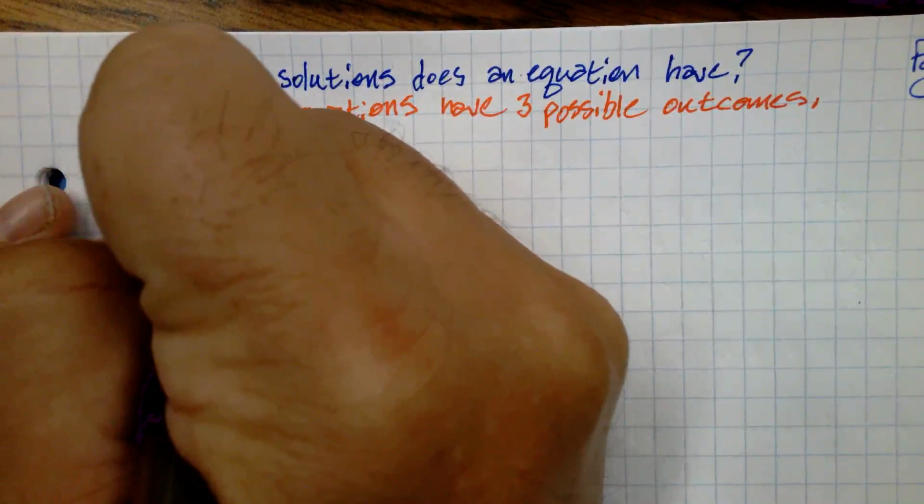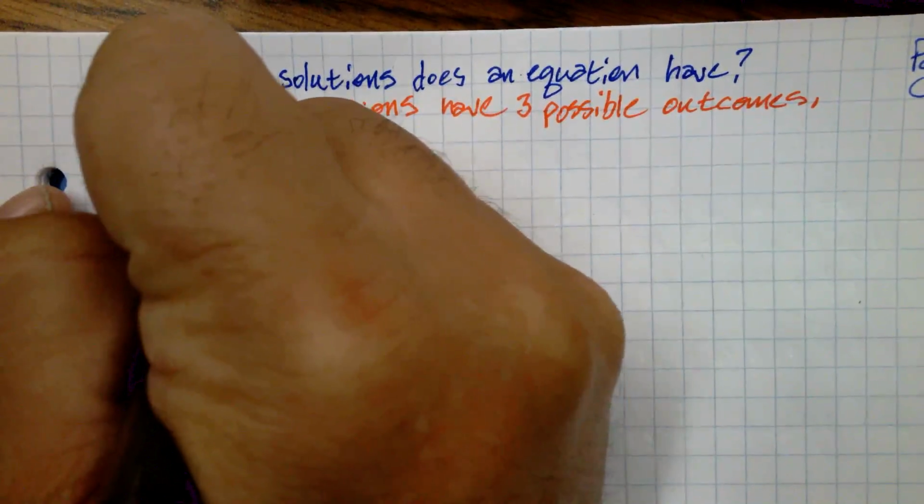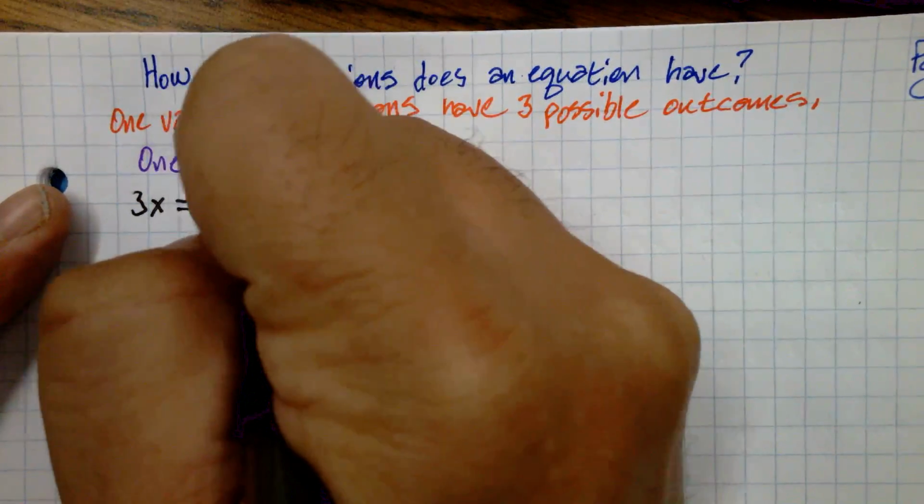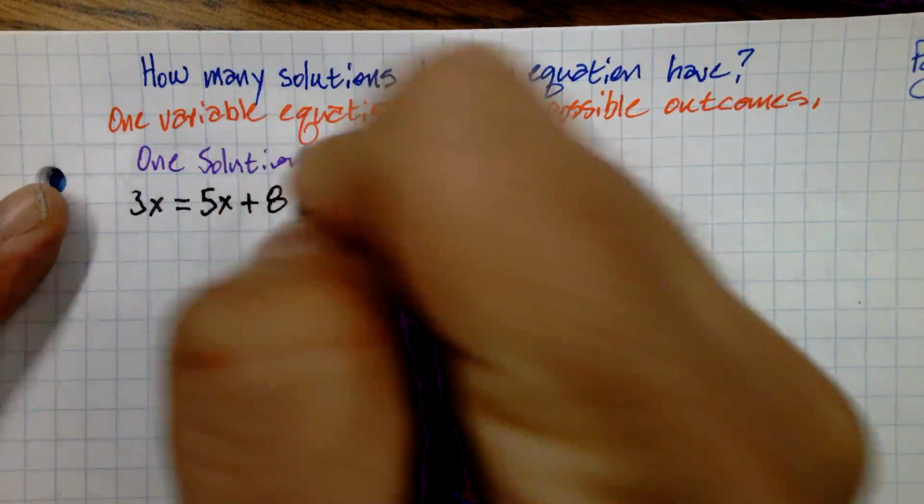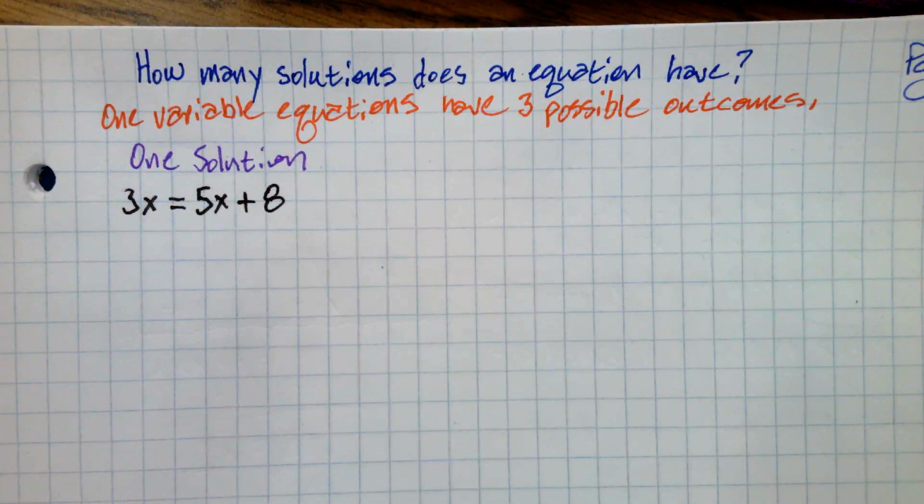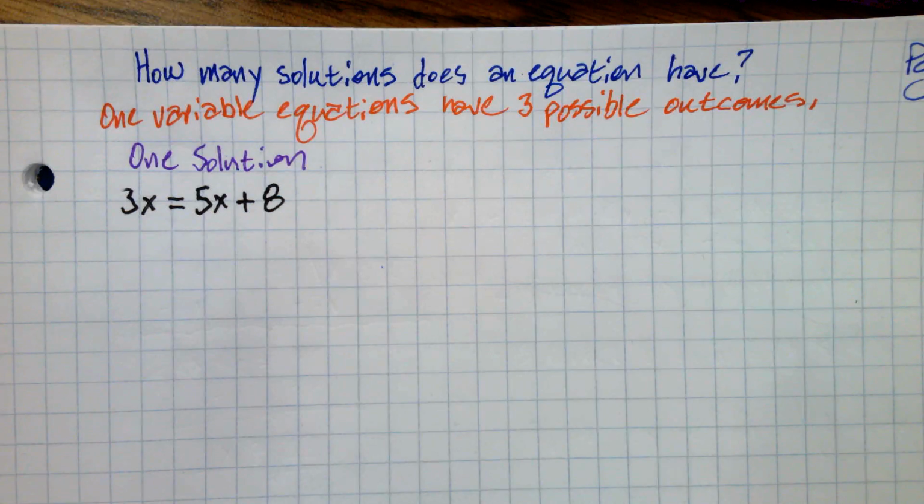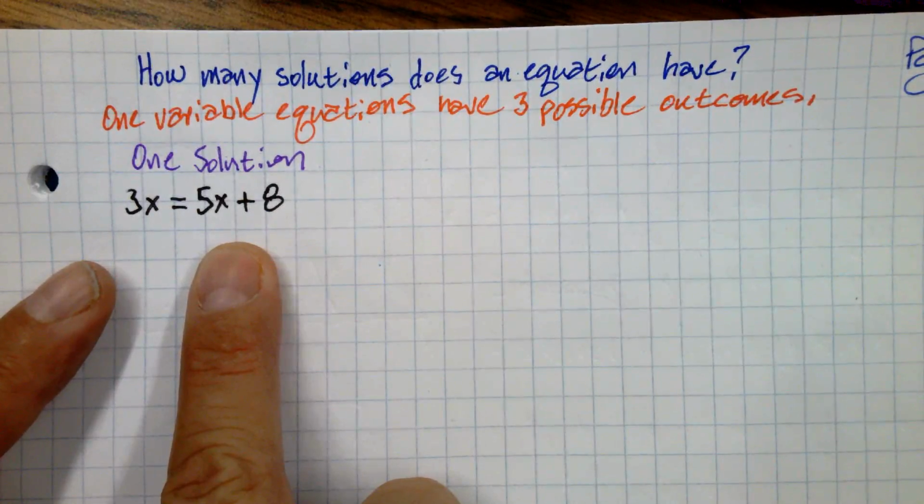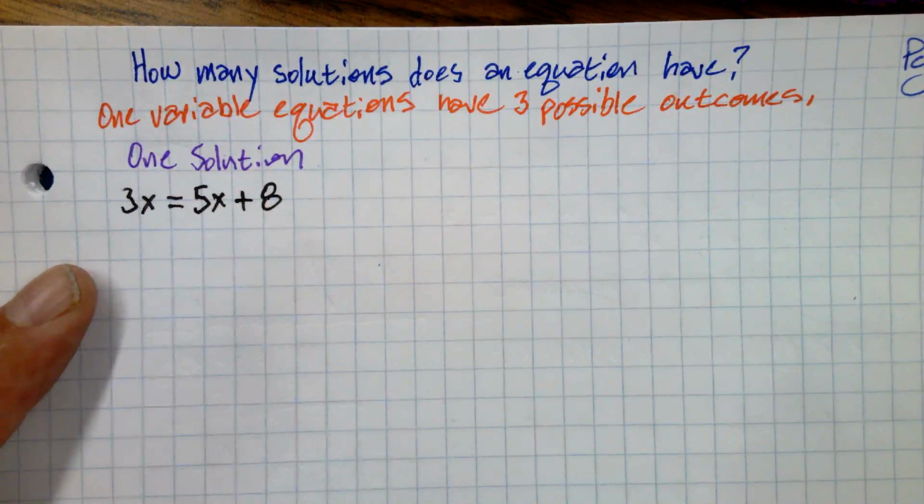3x equals 5x plus 8. Okay, so it's an equation. It's a math sentence involving one variable, right? And we'll solve it. So let's see here. No distributing. We don't have to combine on either side. We do have variables on both sides though, right? So let's get rid of the 5x.